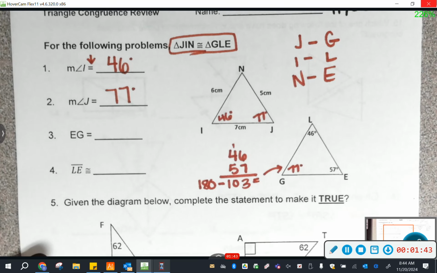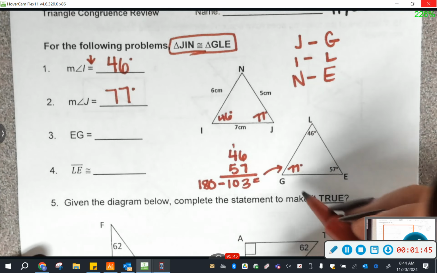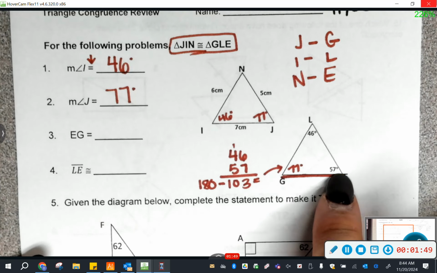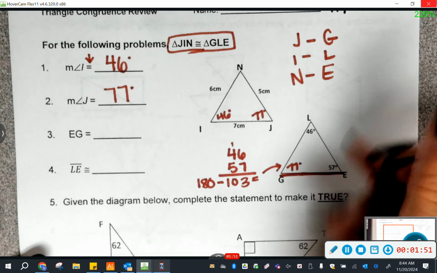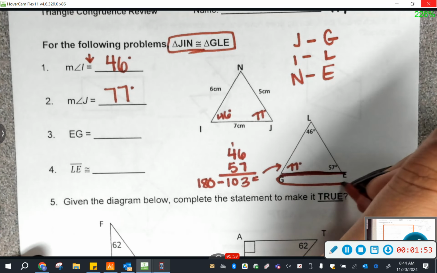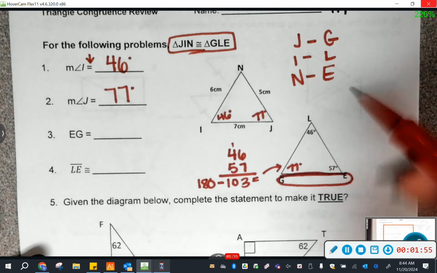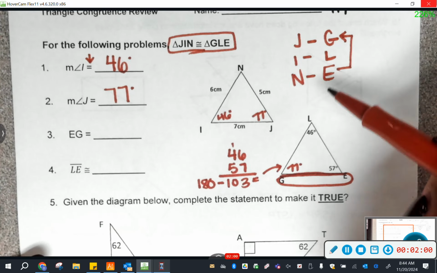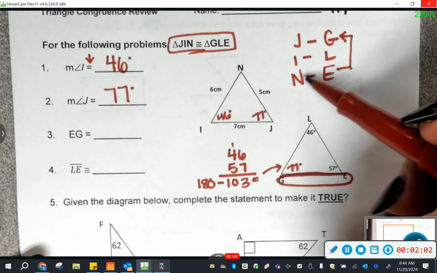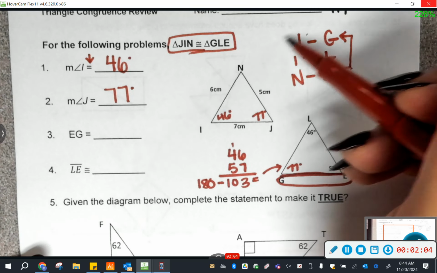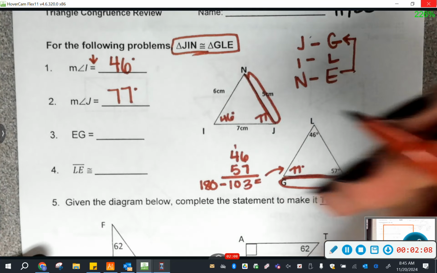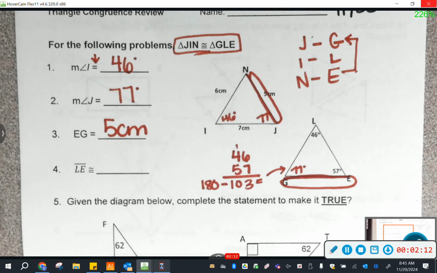E.G., be careful right here. Somebody last period was trying to add 77 and 57. E.G. is on the outside. I want to know what is the side E.G. Well, what does E.G. go with? Be careful. E.G. goes with what? NJ. NJ is what? 5 centimeters. So make sure you're doing those outside numbers.